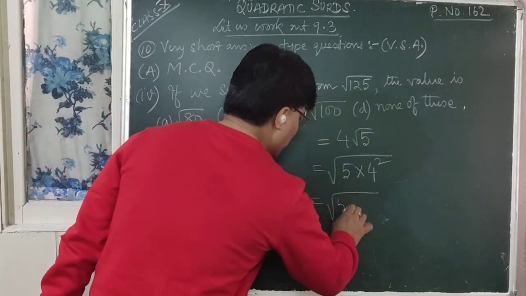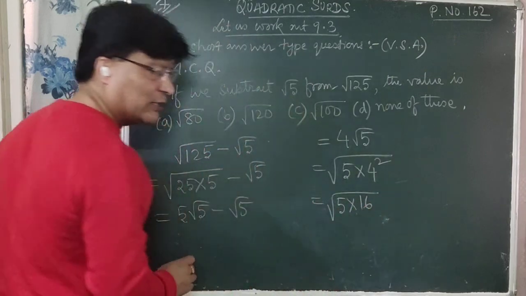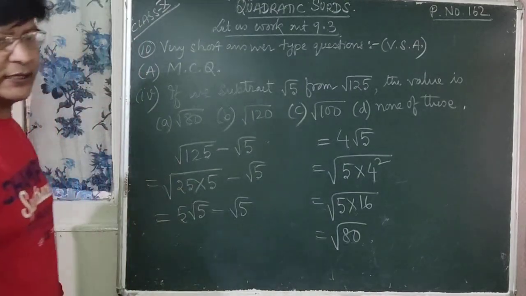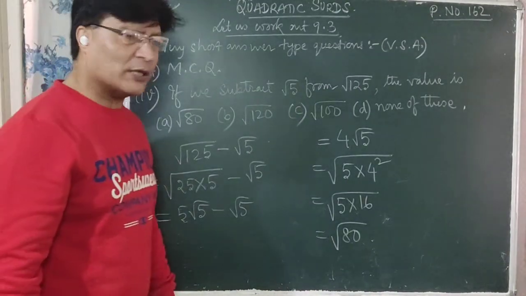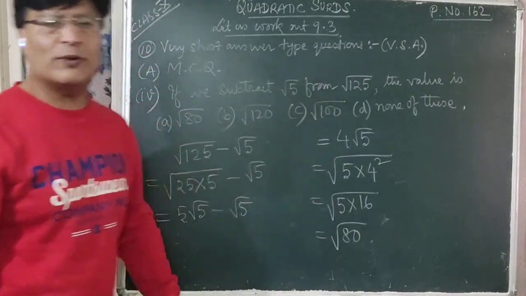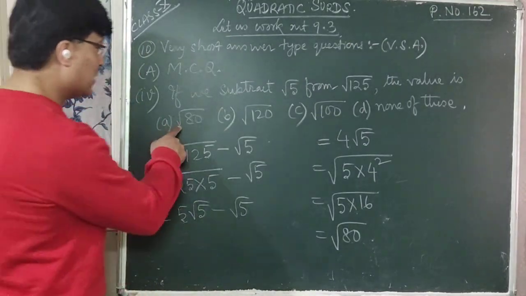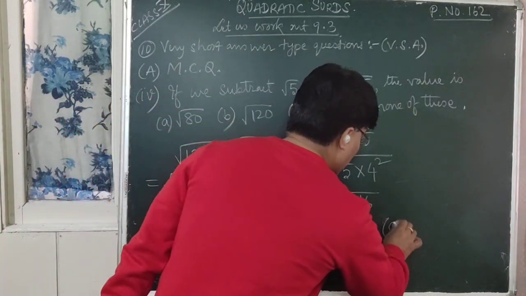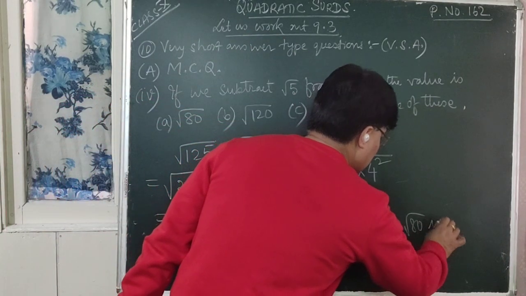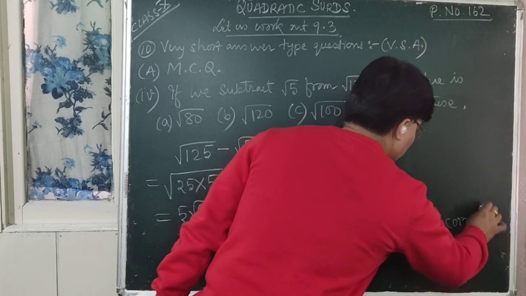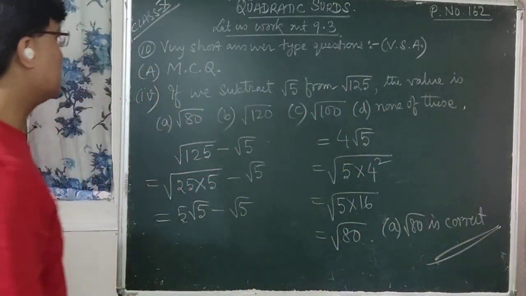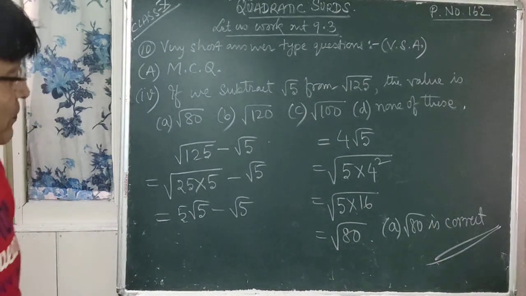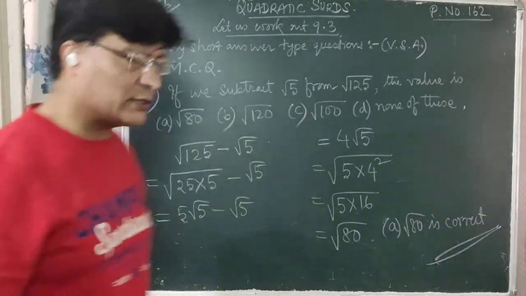So it is equal to root over 5 into 4 square, which is 16. You know that. Root over 16 fives are what? 80. Root over 80. So if you subtract root over 5 from root over 125, what do we get? We get root over 80. So A is the correct option. Clear? Number A, root over 80, is the correct option. Is that clear? So you can copy it.